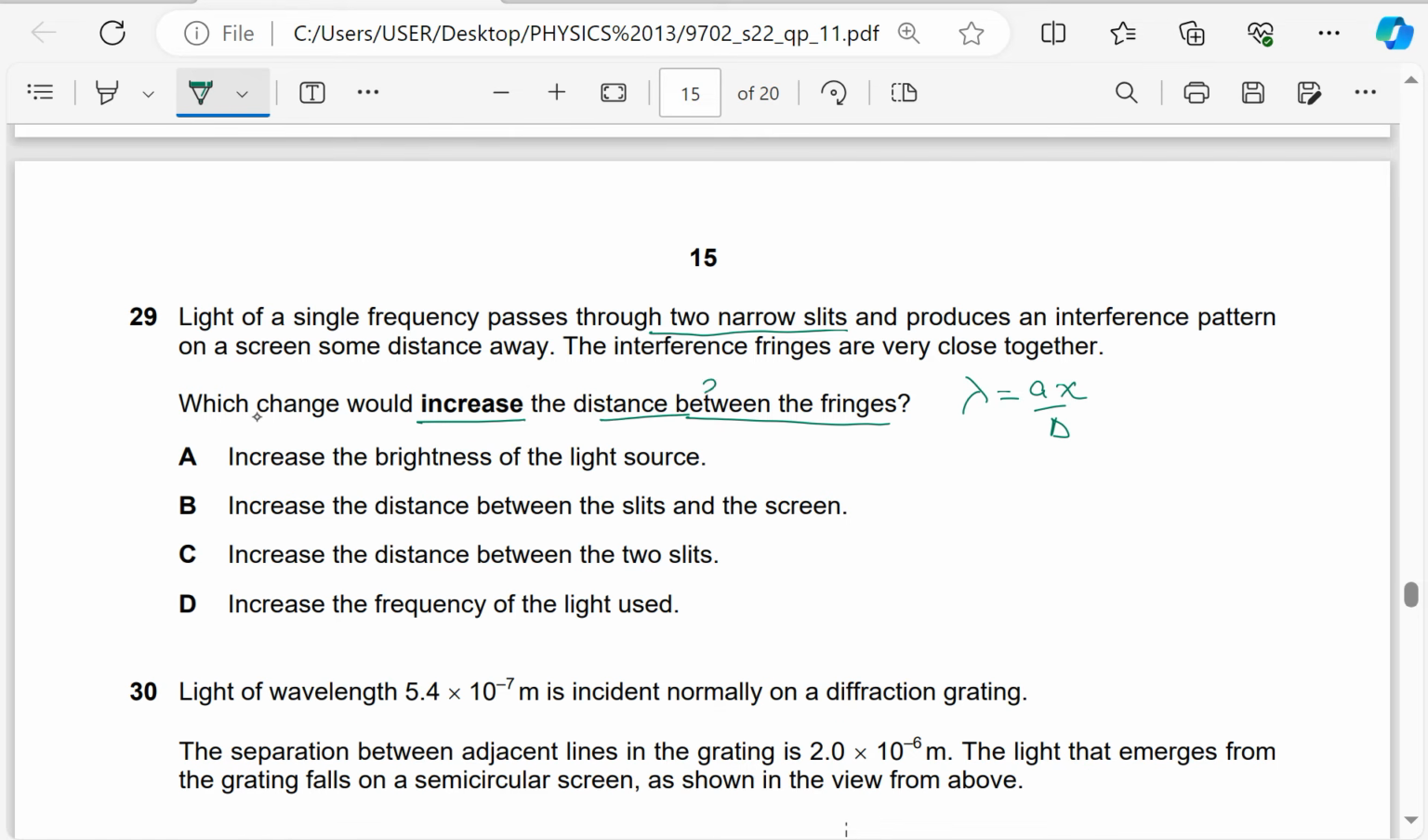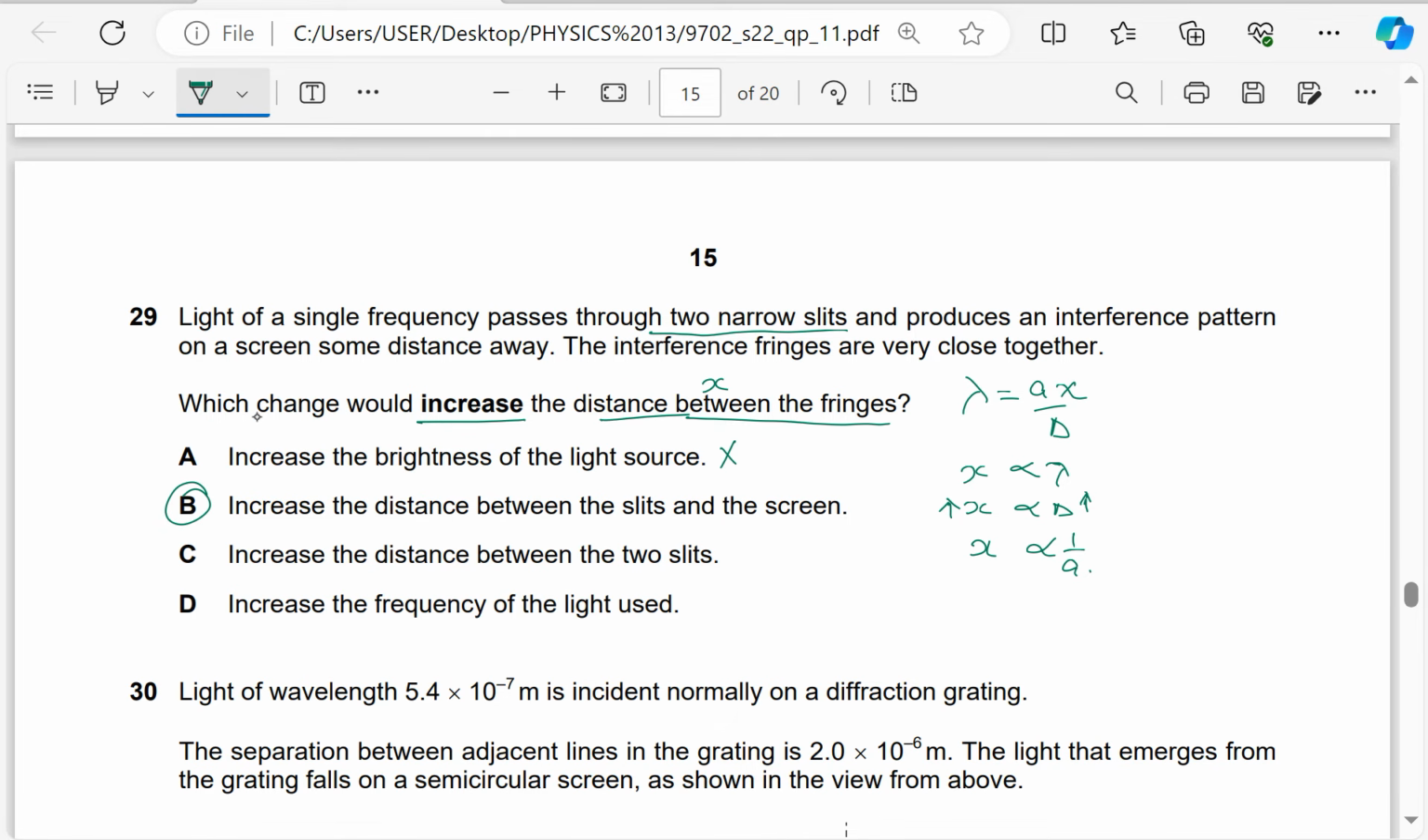Of course, the distance between the fringes is x. Before you look at the answers, notice that x is directly proportional to wavelength, x is directly proportional to D, and x is inversely proportional to a. Increase the brightness of the light source: that does not affect x. Increase the distance between the slits and the screen. In other words, you are increasing D. It makes x increase. So the answer is automatically B.